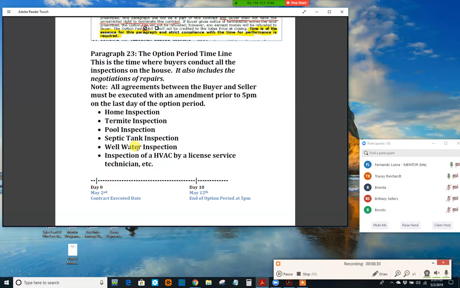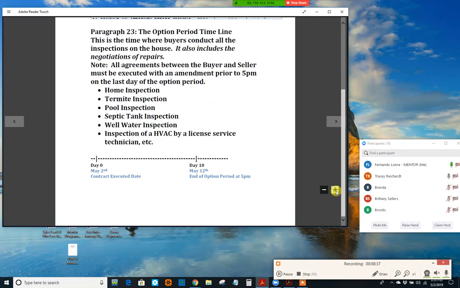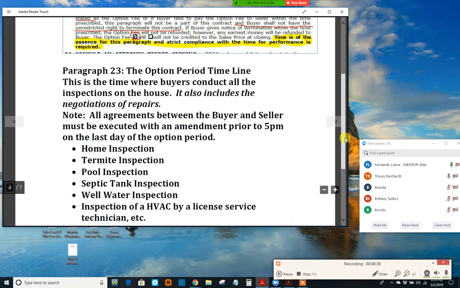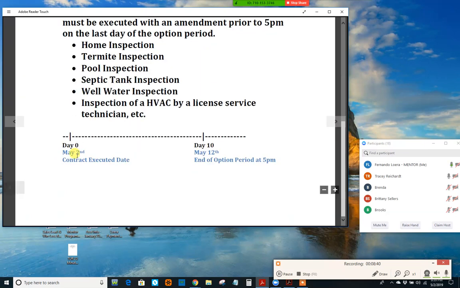Okay, so going back to the timeline, you can now envision that day zero again is the contract executed date, which is May 2nd, using today as the example. And so day 10 would be May 12th. That's when the option period ends at 5 p.m. Okay? So you got to keep track of that.